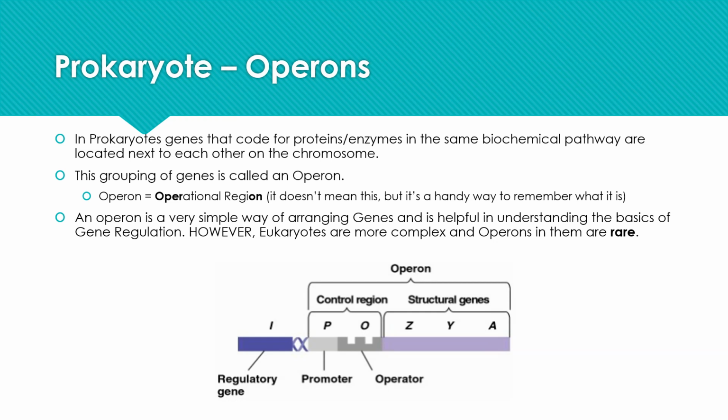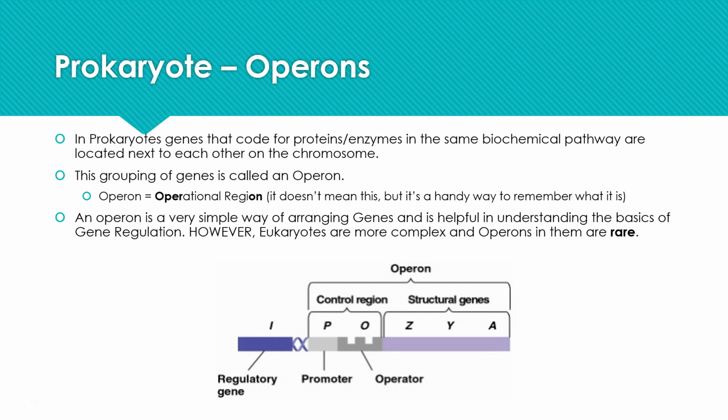Eukaryotes are far more complex, and there is some research suggesting that they may have some operons, but they're very rare if that is the case. Generally speaking, what we say is that prokaryotes have operons and eukaryotes don't. That is what you'll need to take forward in your thinking. So eukaryotes do not have operons, but prokaryotes do. You can see here in our picture that we have this section of DNA. You've got a regulatory gene labeled I at the start.